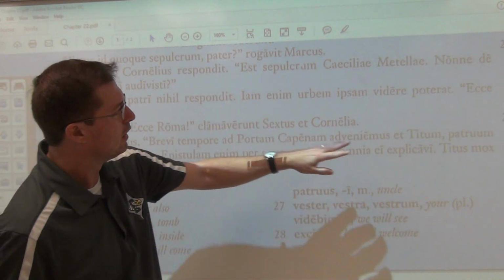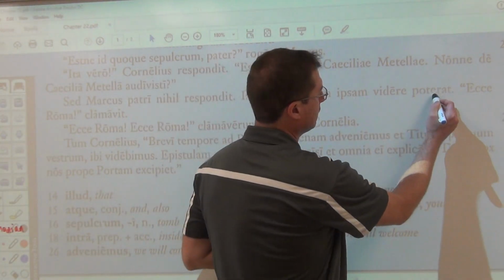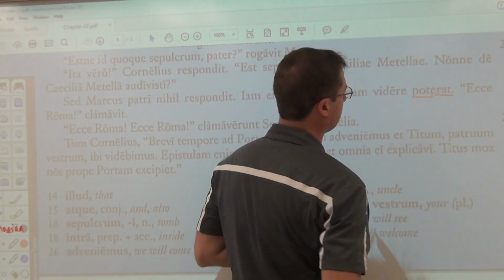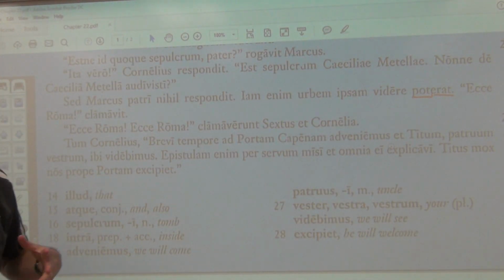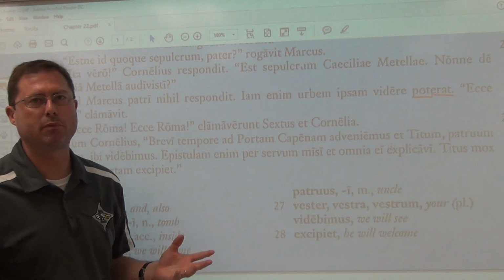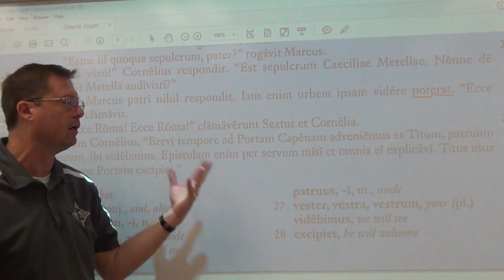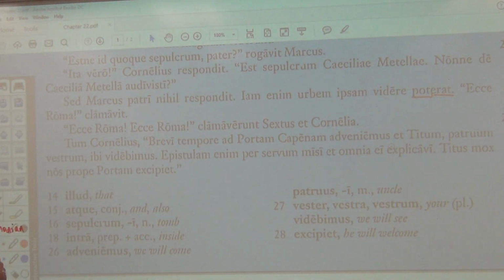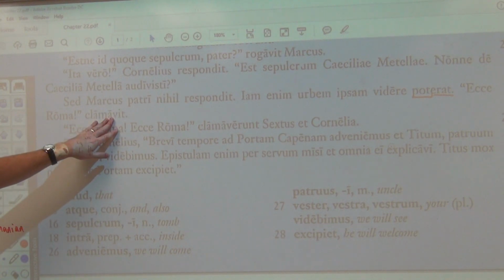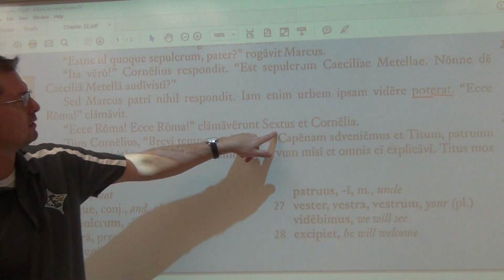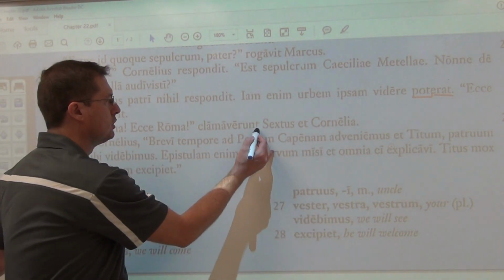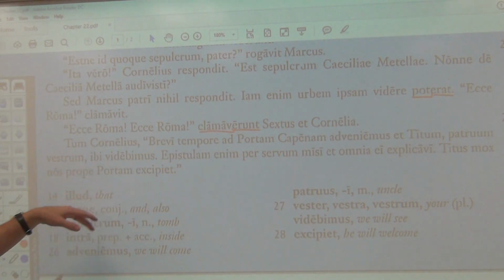For now he was able, it's merely erat with a pot in the front of it, to see the city itself. And he's going to be excited. It's like walking in downtown Manhattan for the first time with the huge buildings and the pace and excitement of it all. Ecce, look, Rome, he shouted. Ecce Roma, look, Rome, look, Rome. Sextus and Cornelia shouted, did shout, have shouted.